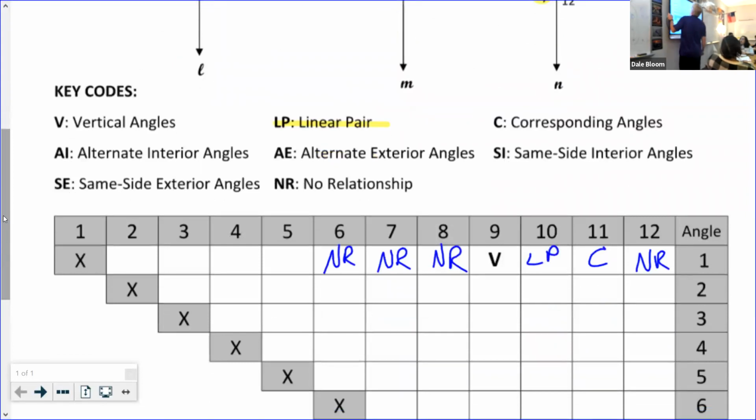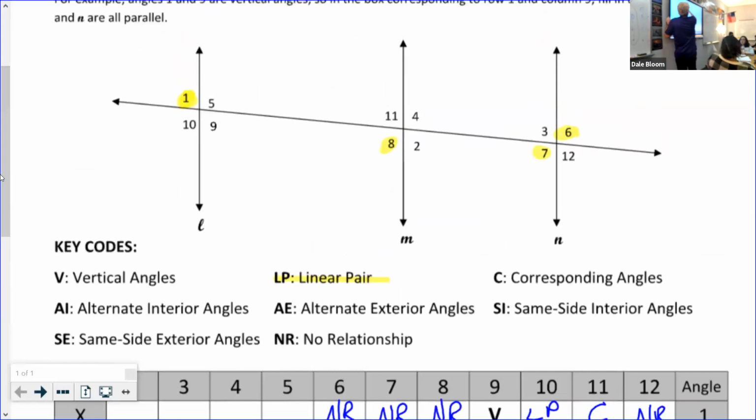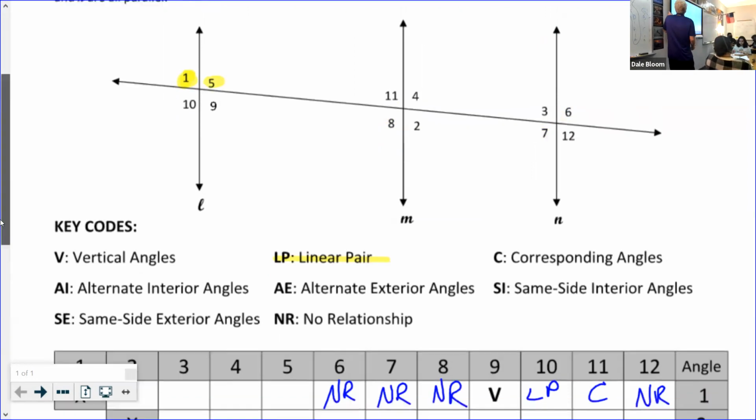That's a surprise. How about angle 1 and angle 5? Are they corresponding? What about angle 1 and angle 5? What type of relationship? Yeah, they are a linear pair. They are both adjacent angles right next to a straight angle. That's a linear pair.